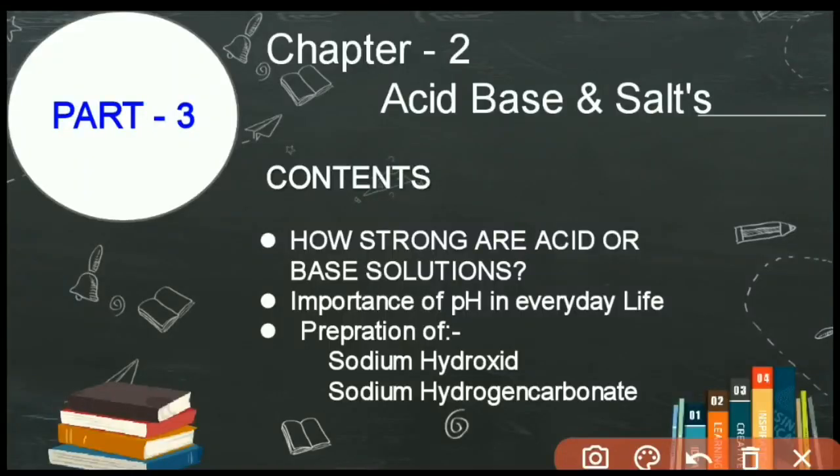Hello dear student, in part 3, chapter 2, Acid, Base and Salts, we will cover the following contents: how strong are acid or base solutions, importance of pH in everyday life, and then preparation of sodium hydroxide and sodium hydrogen carbonate. So let's discuss all the topics with suitable examples.